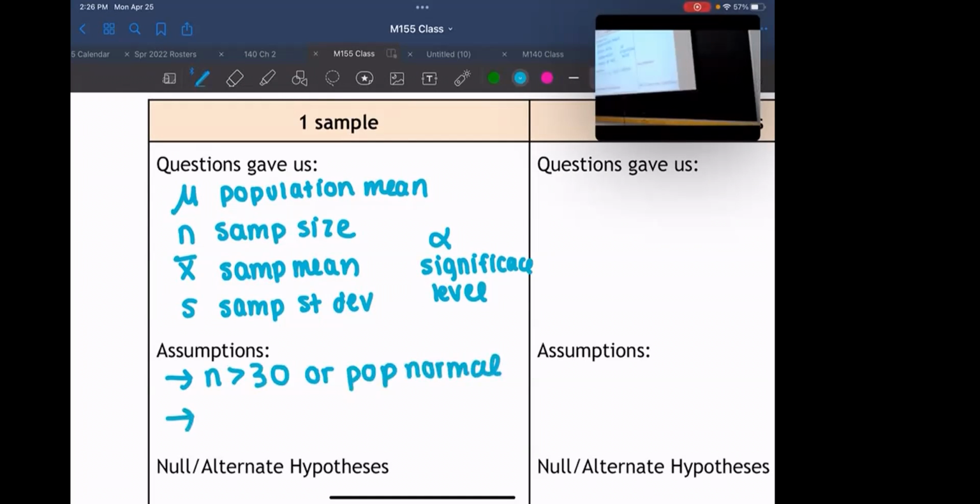And in this question, we were always trying to figure out: are we doing the one sample z-test or the t-test? So we're looking at that standard deviation. Are we given sigma or s, right?